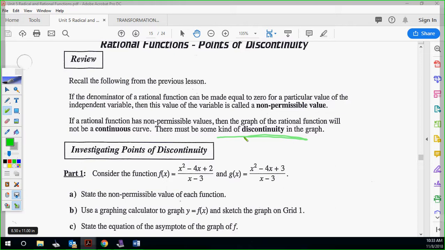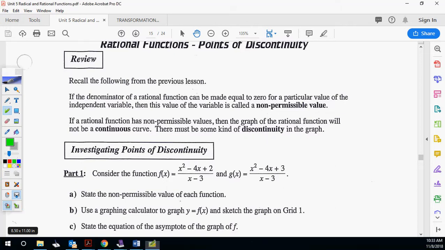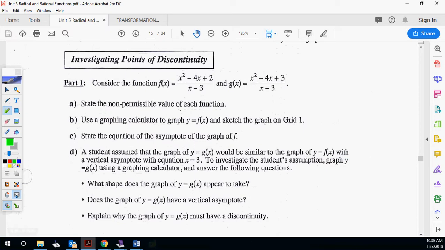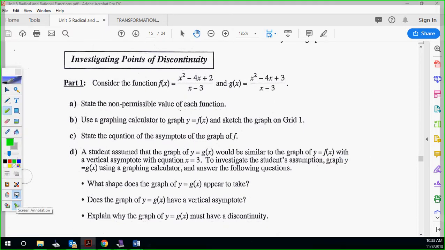Okay, so we have this right here, part 1. Consider the function. Let's look at the first investigation here. This kind of is going to explain a little bit. So state the non-permissible values for each function. They're both what? 3, right? So 3. Using graph calculator, sketch the graph on grid 1. Okay, so use the f of x. So go ahead and put that in your graph calculator right now.